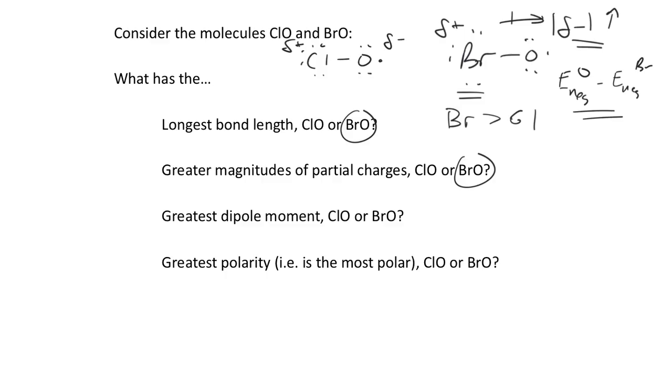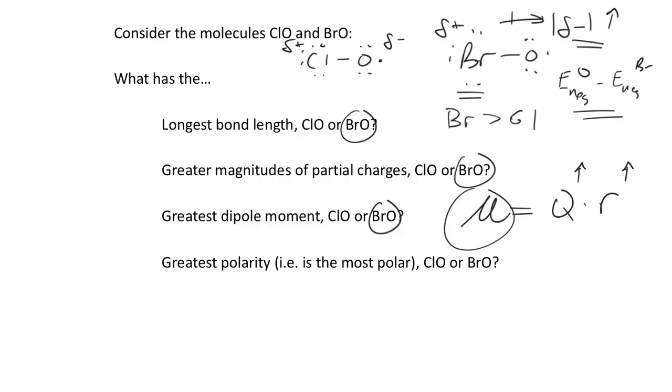Now, dipole moment's kind of interesting. Dipole moment is equal to mu. The dipole moment is equal to charge magnitude times R. So the charge magnitude for BrO should be bigger, and its bond length is bigger, so its dipole moment should, of course, be bigger for BrO. So if you're thinking just the magnitude of the dipole moment we can measure as a property of BrO, we'd expect that to be a bigger value than for ClO because the charge magnitude's bigger and it has a bigger bond length.